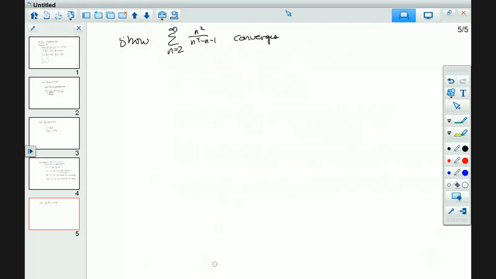Show it converges. So actually give the answer, you just have to show your work. Generally, that's what you want to set A sub n equal to.